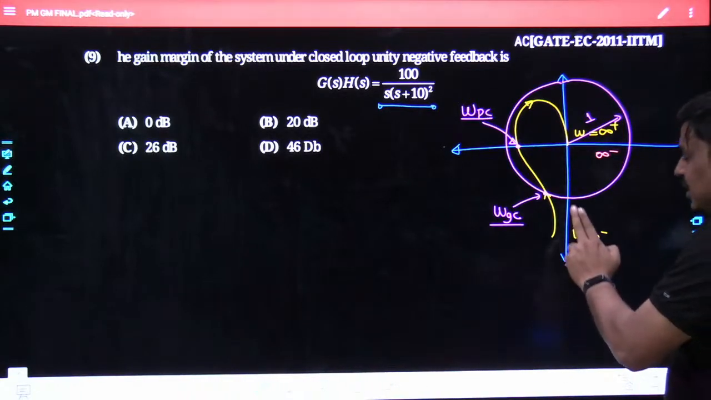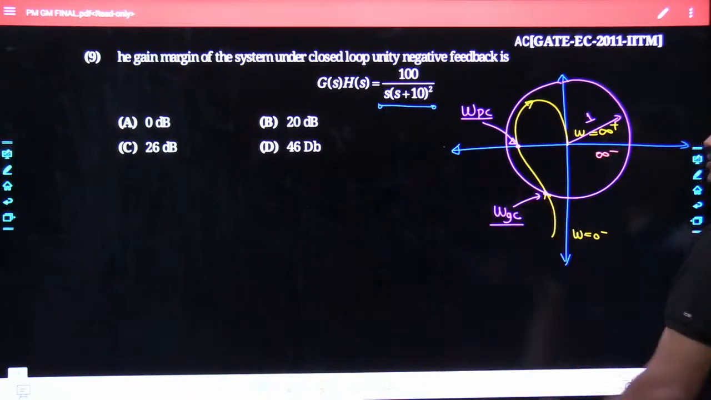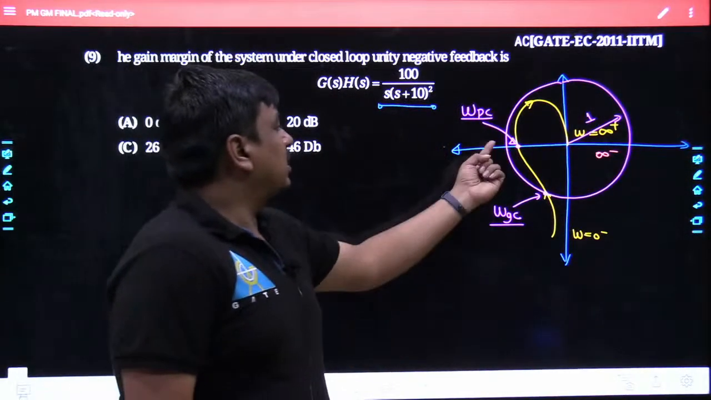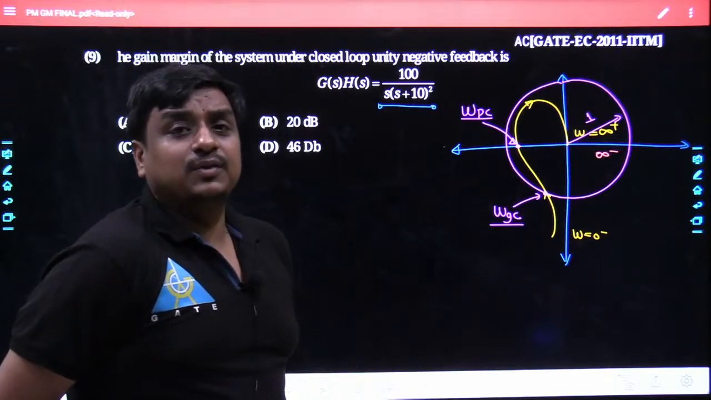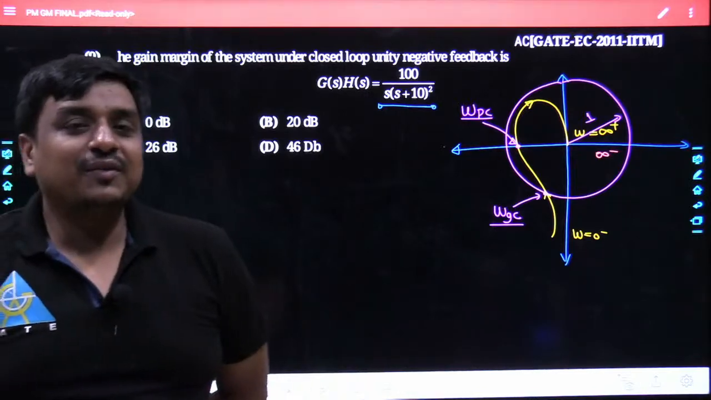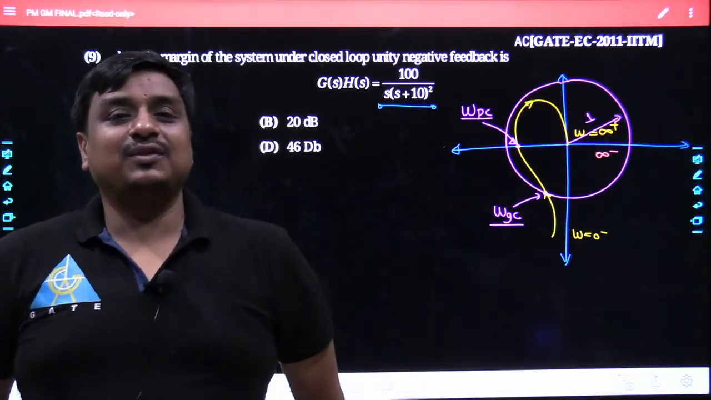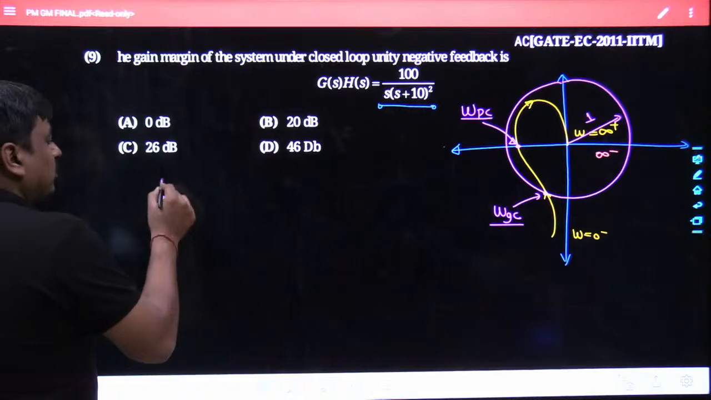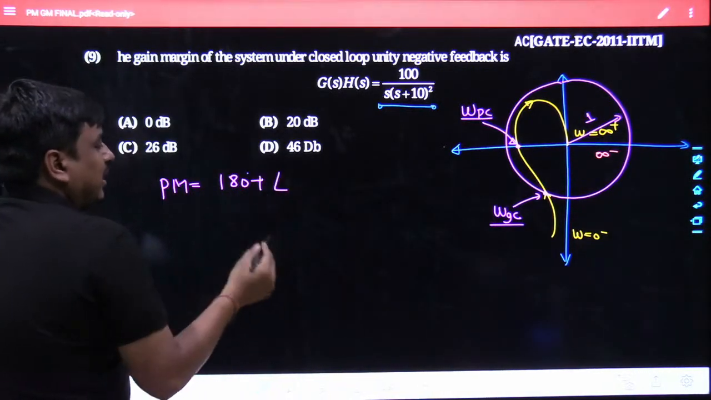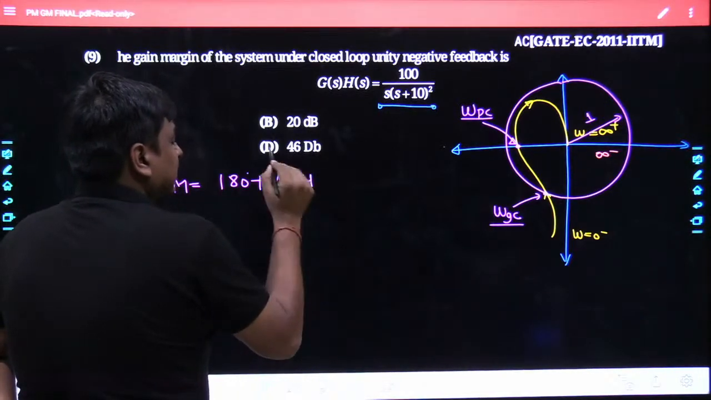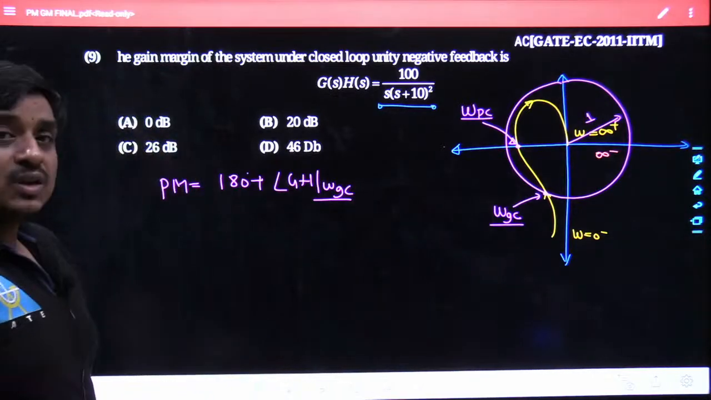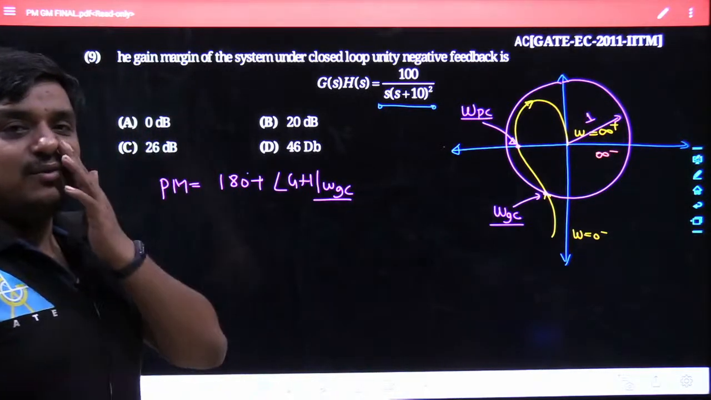Omega 0, as it has been increasing, the magnitude is decreasing, and at omega equals omega GC, it is crossing my unity circle, and similarly here comes my omega PC. Now tell me, from where have the two formulas come? The two formulas we have seen, no? In case of phase margin as well as in case of gain margin. May I know how the formula of phase margin was taken as 180 degree plus the angle of the GH at omega equals omega GC? Try to understand why it has come.